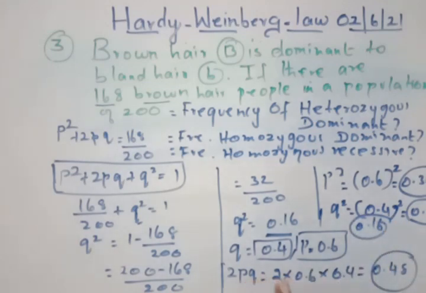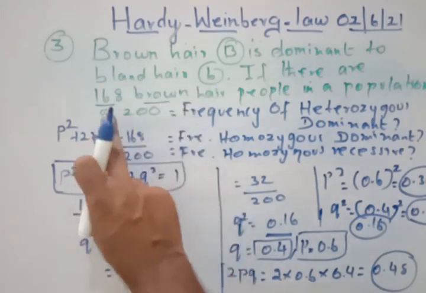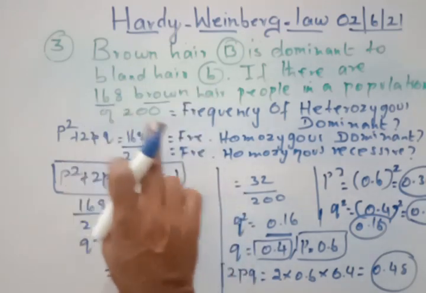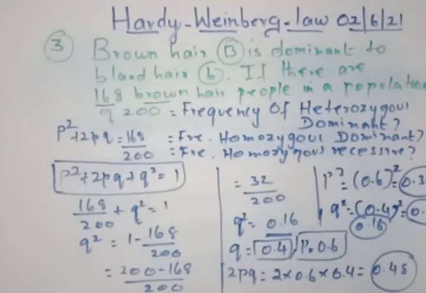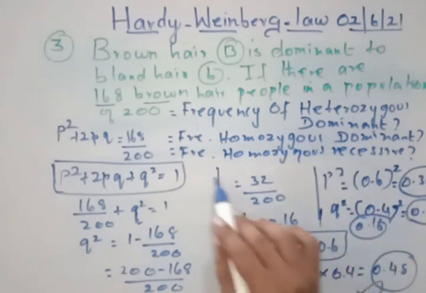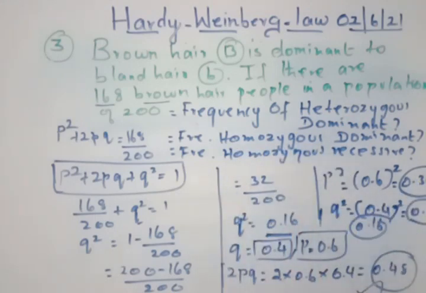So out of 200, 168 are brown dominant. The frequency of the heterozygous dominant is 0.48, the homozygous dominant is 0.36, and the homozygous recessive is 0.16. So based on this, you may or may not have some questions.